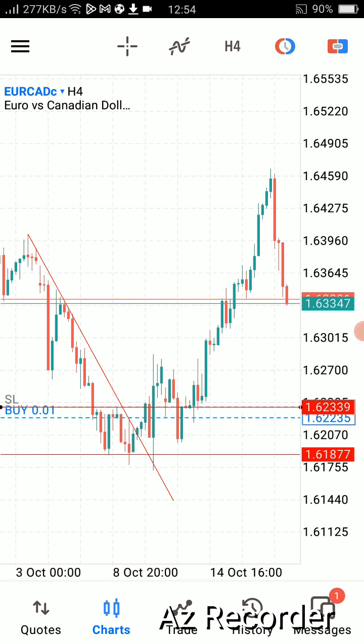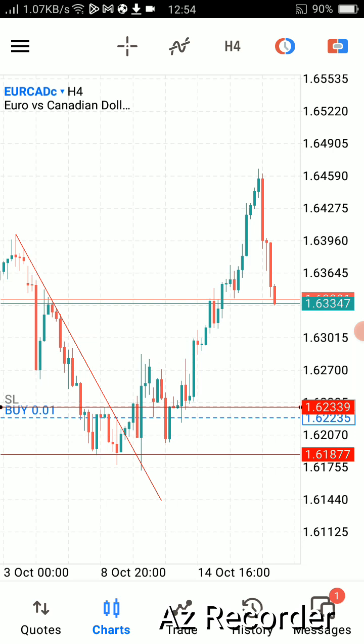To break down a quick reversal setup I caught on Euro Canadian dollar this last week and show you how I analyzed it fundamentally, sentimentally, and technically. So let's get into it.